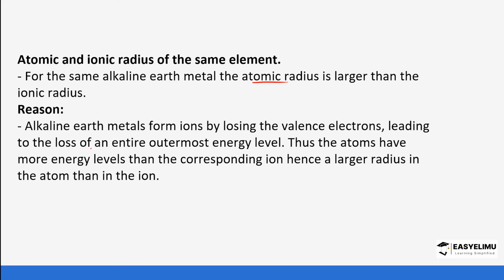This is because alkaline earth metals form ions by losing the valence electron, which leads to the loss of the entire outermost energy level. So the atoms have more energy levels than the corresponding ion. For example, the configuration of calcium is 2.8.2. When calcium loses 2 electrons, the ionic configuration becomes 2.8.8. So you can see we have 4 shells in the atom, but in the ion we have 3 shells. So that is what we refer to as losing an entire outermost energy level.